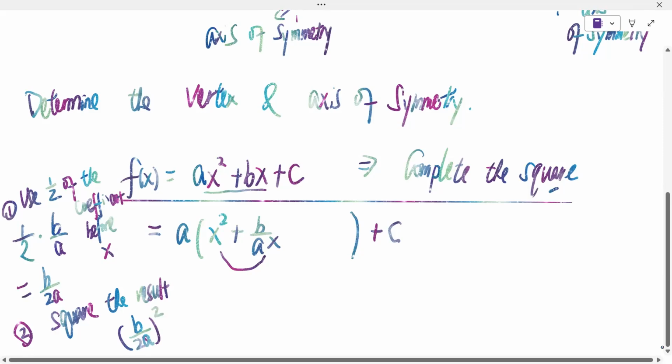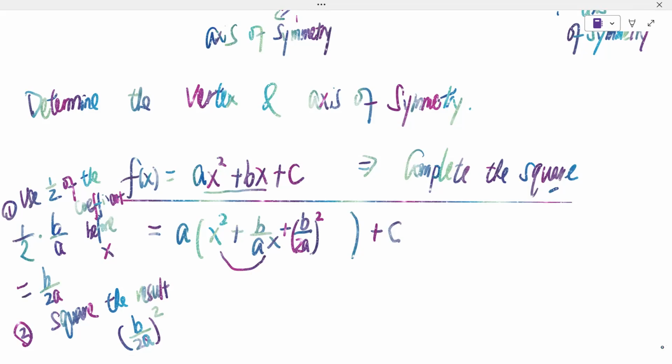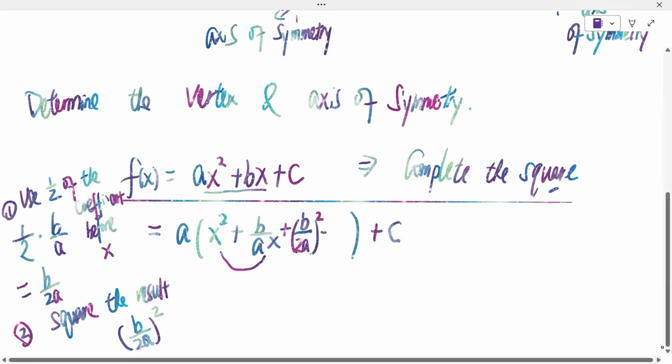Basically, we're adding a term right there. So we're adding (b over 2a) squared. And because we have a function, we add a term, we have to subtract it. We're going to subtract the same term.